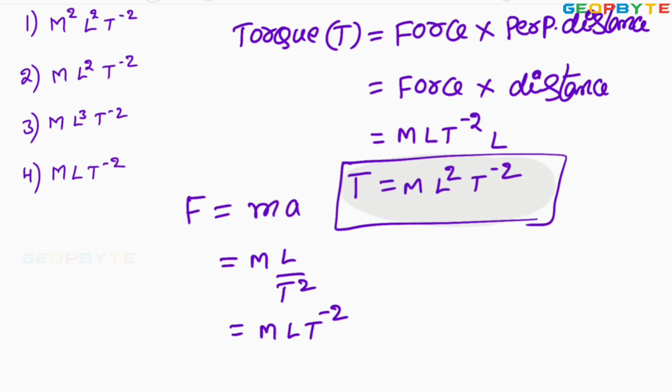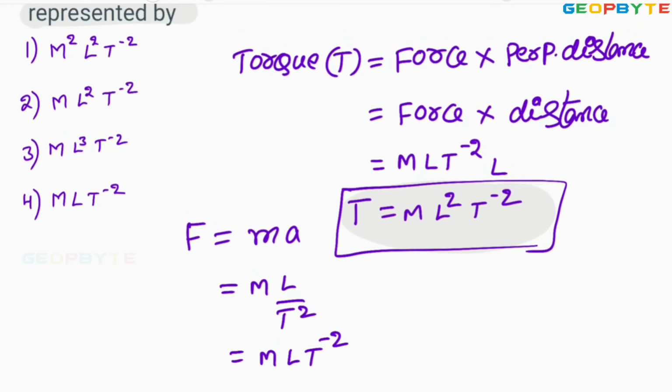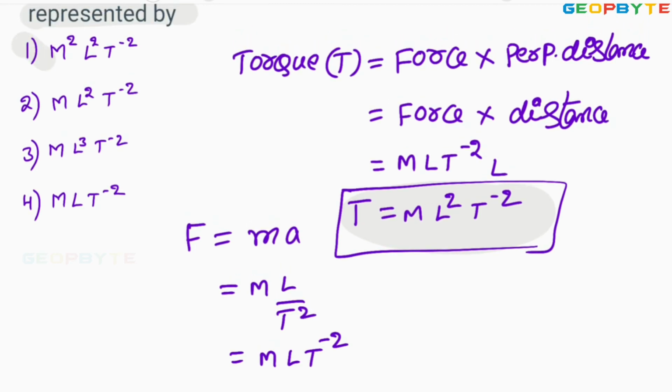M L square T power minus 2. Look at the first option. The first option is not correct. It is in the form of M square, and M square is not correct. It is just M L power 2 T power minus 2. Therefore, the second option is absolutely your correct answer. I hope all of you clearly understood.